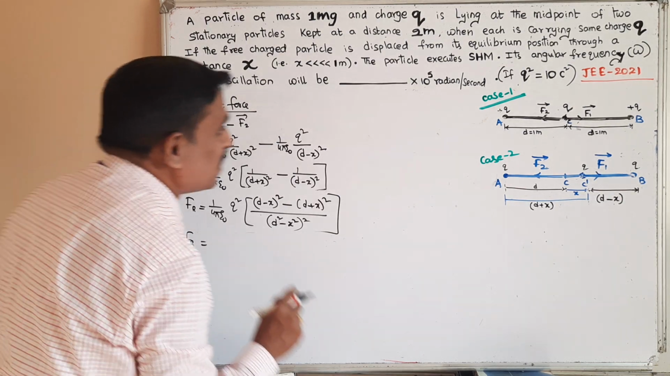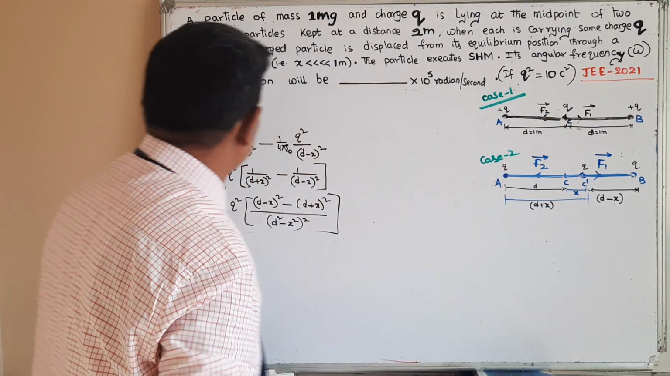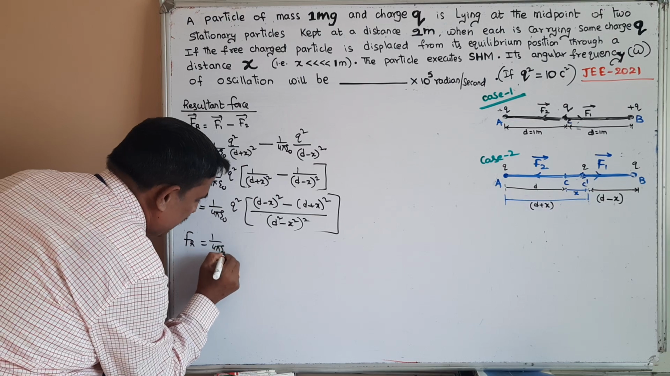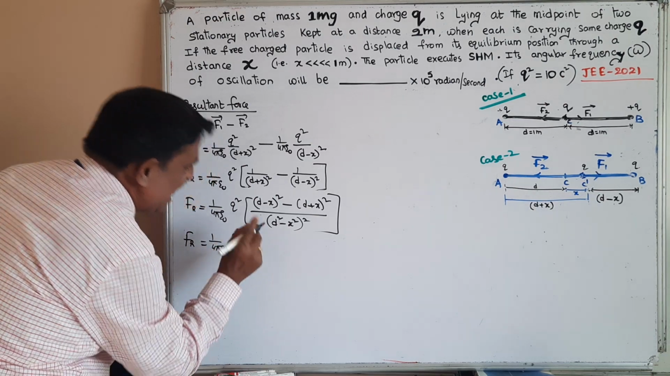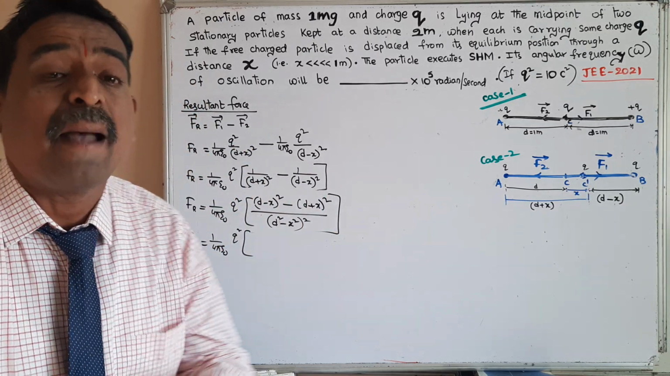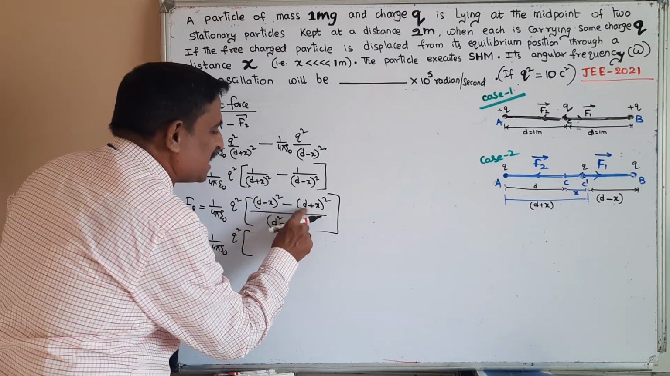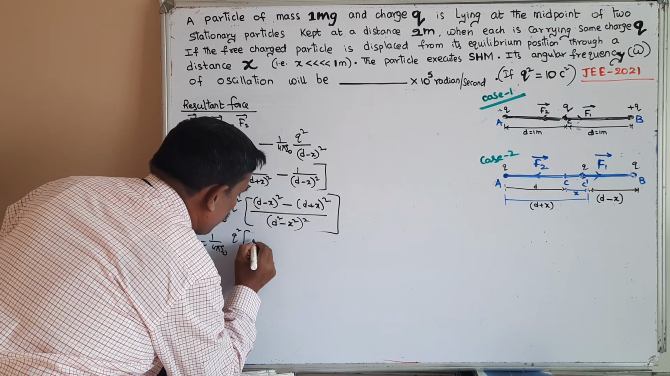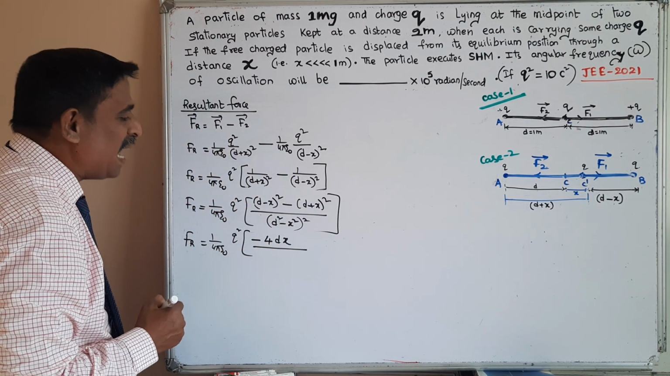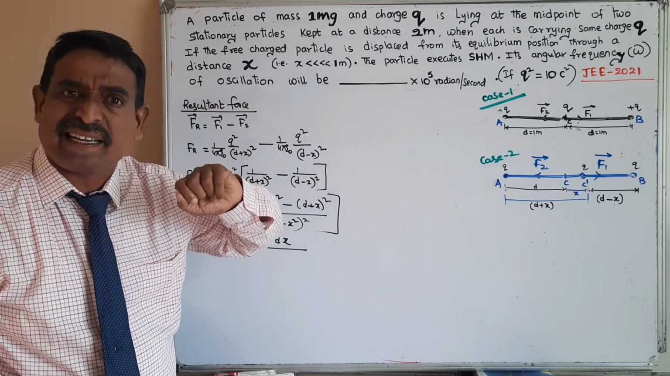The resultant force on the charged particle at point C is now 1 by 4 pi epsilon naught q square, (a minus b) whole square minus (a plus b) whole square minus 4ab, then (d minus x) whole square minus (d plus x) whole square is equal to minus 4dx. Here they told x is very less than 1 meter.